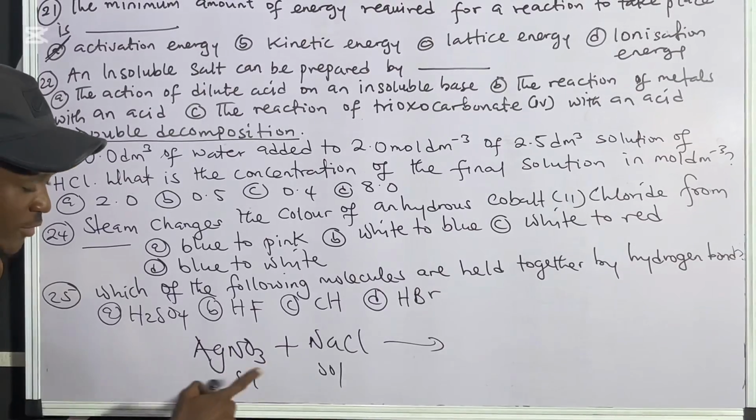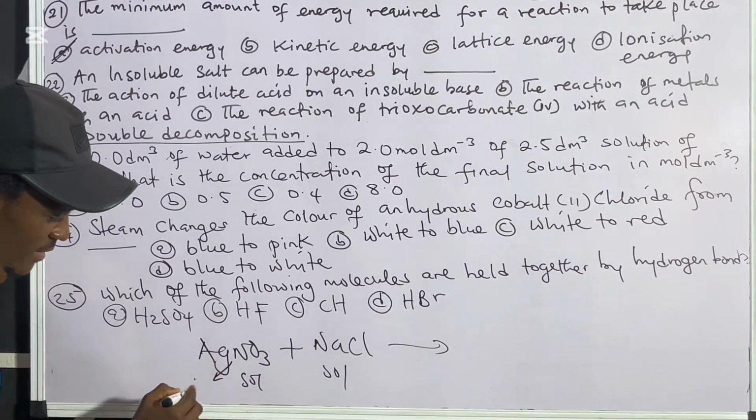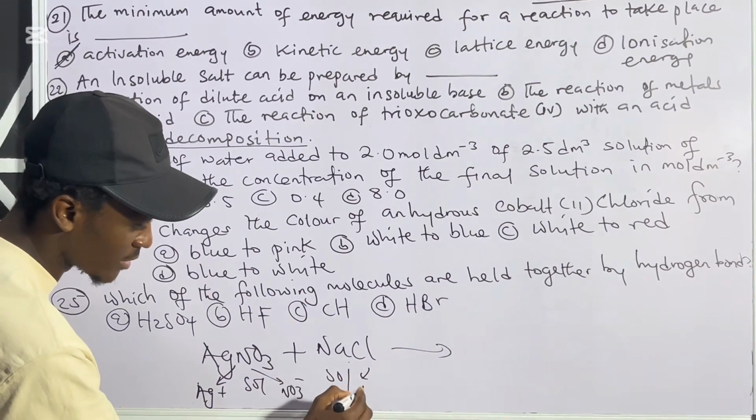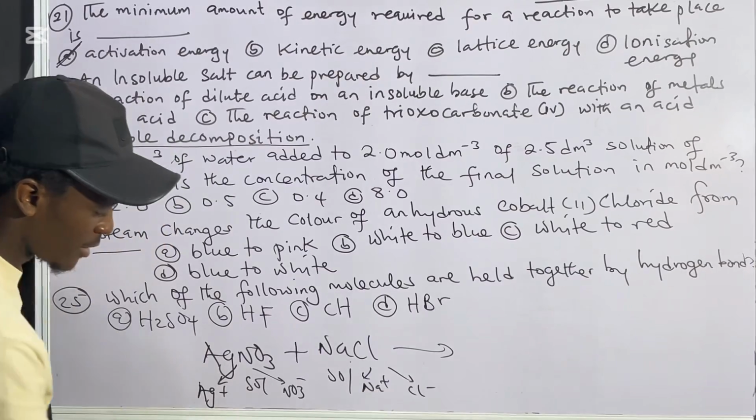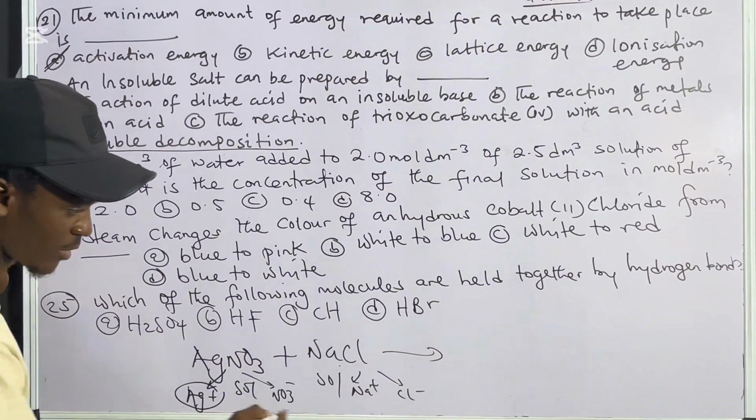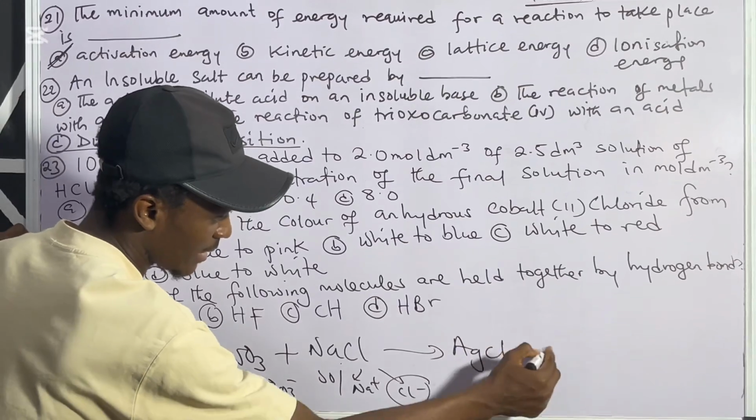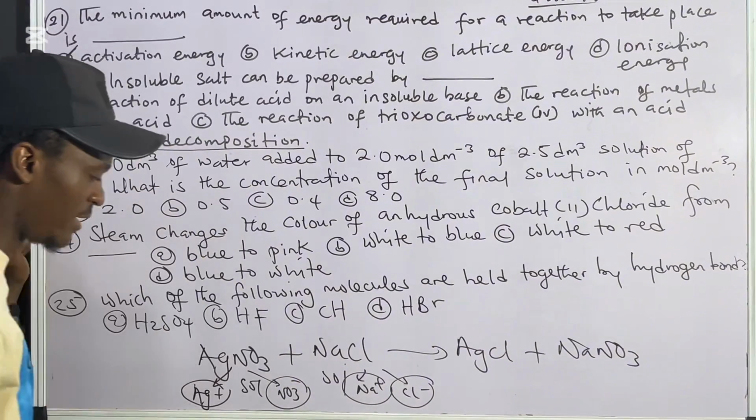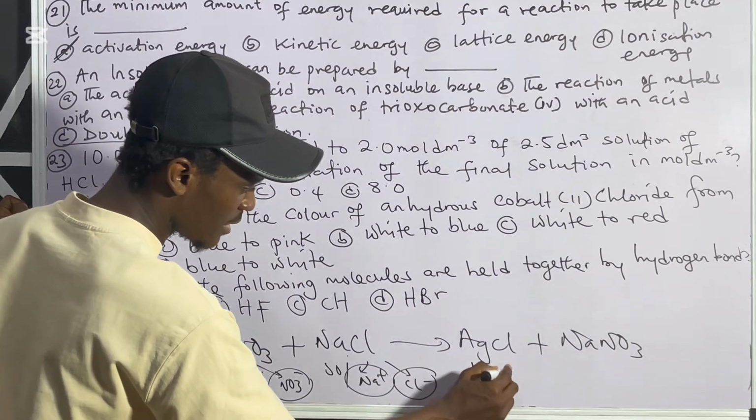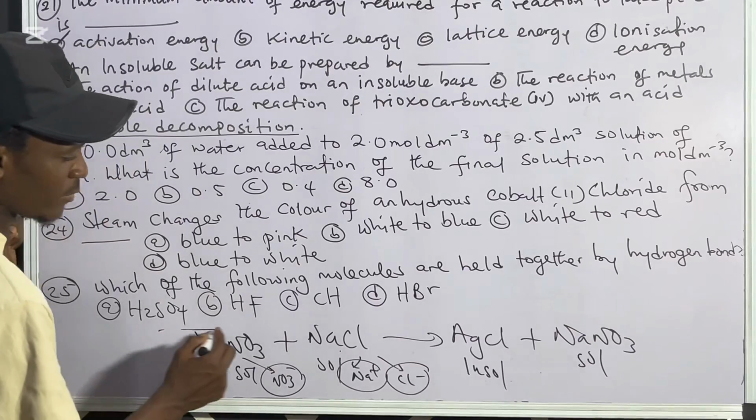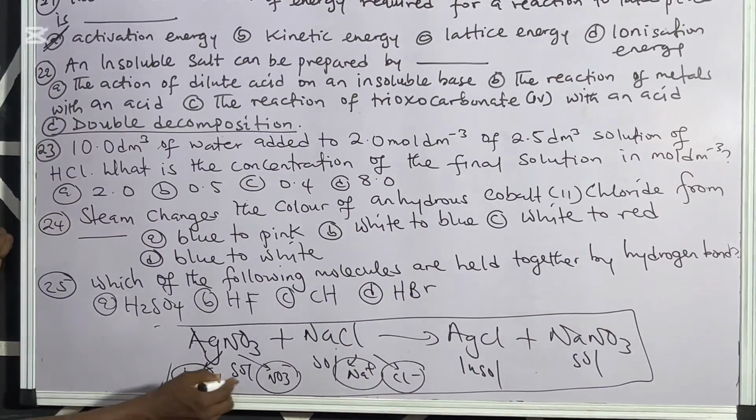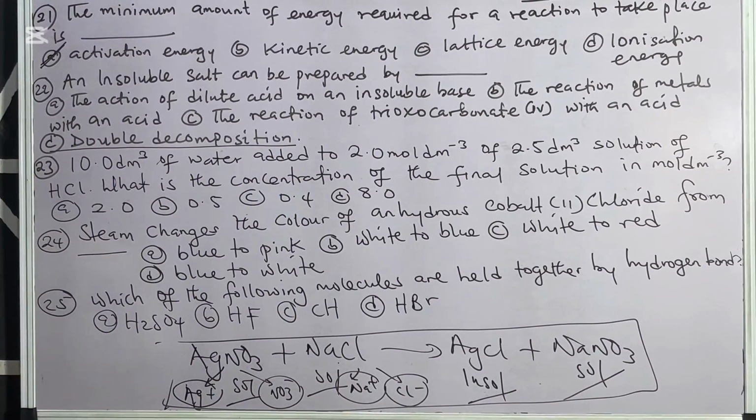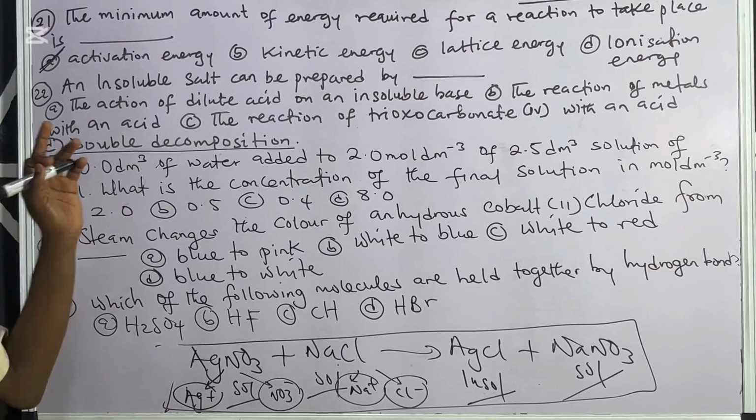These two will exchange their ionic radicals, meaning that if you dissociate this, you are going to obtain Ag plus and NO3 minus, while this one should give us Na plus and Cl minus. So unlike charges will attract. This will attract this to form AgCl, and then this would attract this to form NaNO3. So in this case, this is the insoluble salt, while this is soluble. This is a good example of double decomposition, where you have soluble, soluble to give insoluble and soluble. So that's the method best used for preparing insoluble salt.